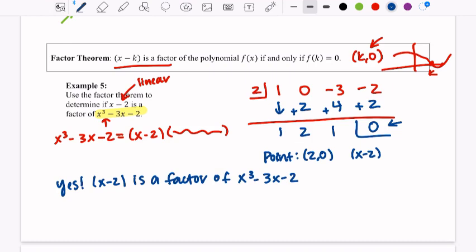Okay, so that means that what we had written up here is true. I know that x minus 2 is going to be one of the factors. I'm not really sure what this other stuff is right now, but that's something that we're going to talk about in a future lesson. Right now, all we're concerned with is the fact that we know one of the factors.